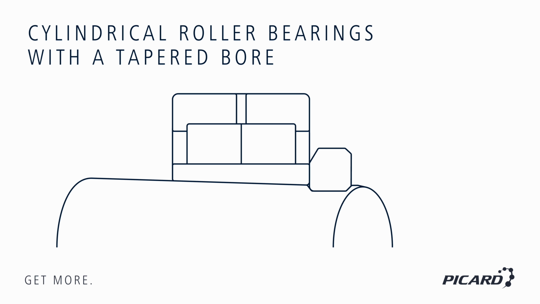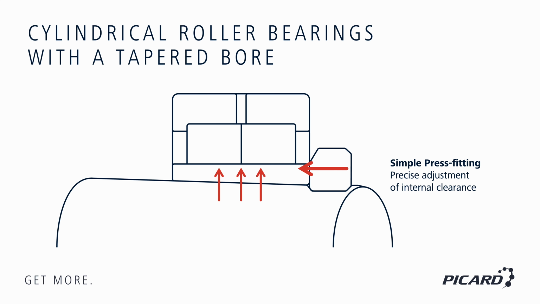Another version is cylindrical roller bearings with a tapered bore. They are pressed onto a tapered seat on the shaft and therefore sit particularly securely. The decisive advantage is that pressing the bearing onto the taper allows the internal clearance or a defined preload to be adjusted very precisely. This allows the bearing to be optimally adapted to the respective application.